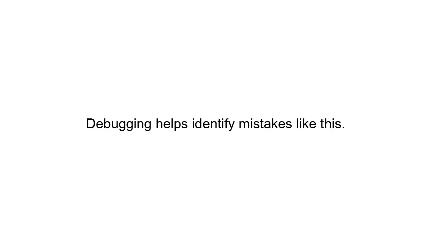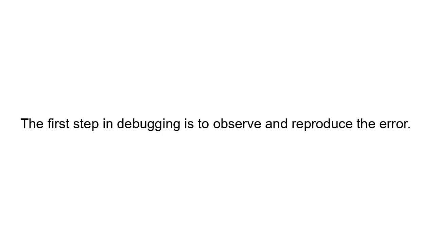Step 1. Reproduce the problem. The first step in debugging is to observe and reproduce the error. Run the program and identify what error occurs, when it occurs, what input causes the problem. Example: IndexError, list index out of range. Understanding the problem helps locate the bug.